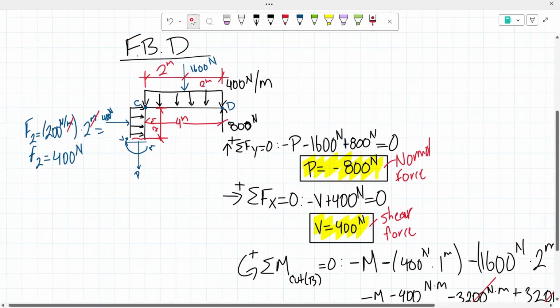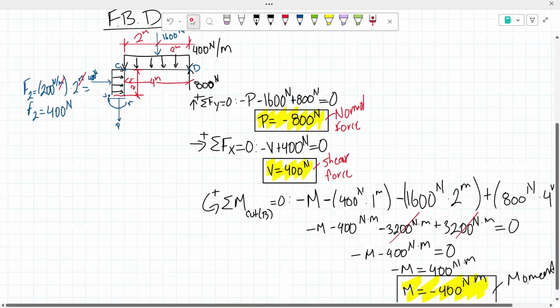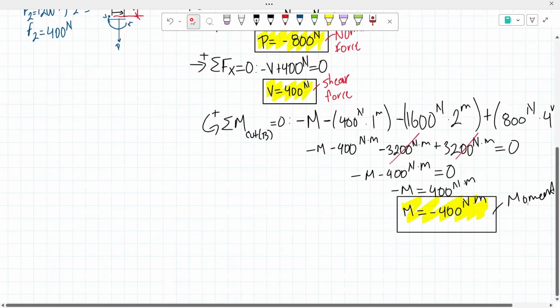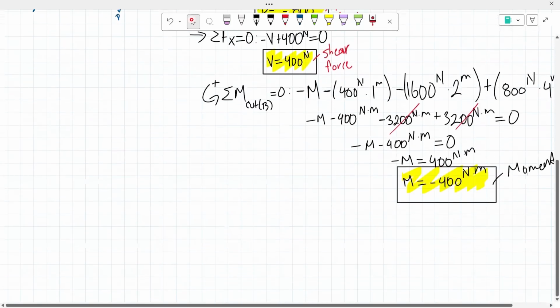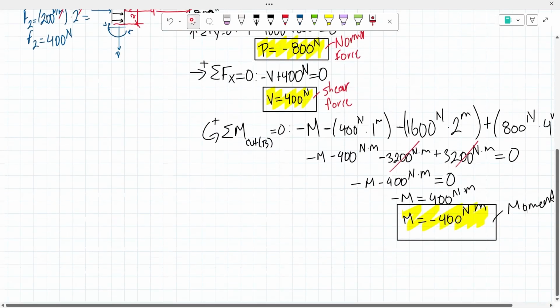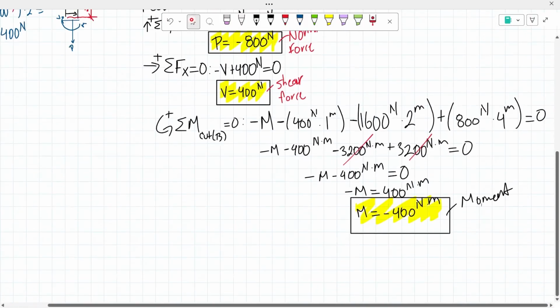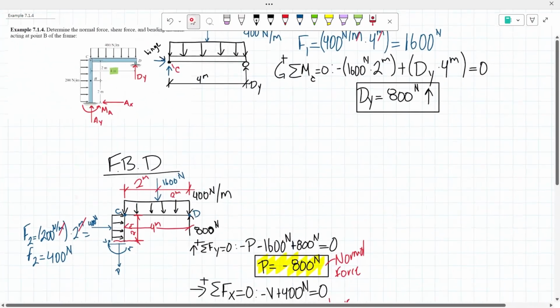And then from there, I included my shear force, normal force, and moment based on the sign conventions. Then I took the sum of our forces in the x and y direction to determine my normal force and shear force. And then I took the sum of the moments about the cut, where we did the cut here at point B, to determine the moment. And that is how we've solved this example.